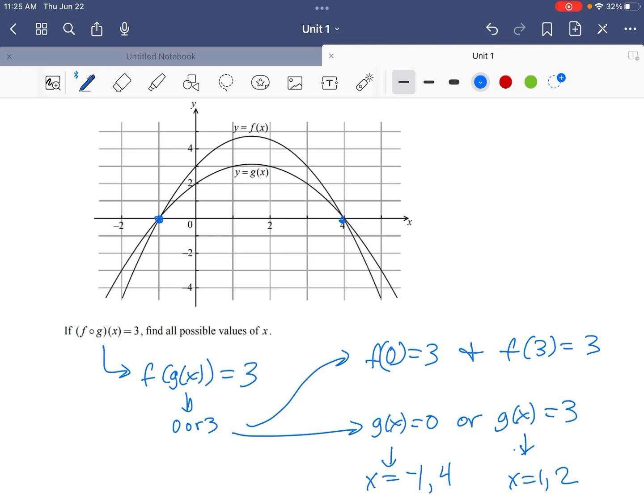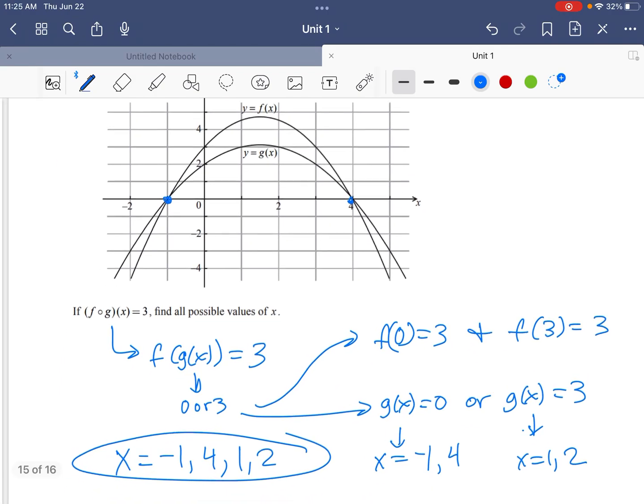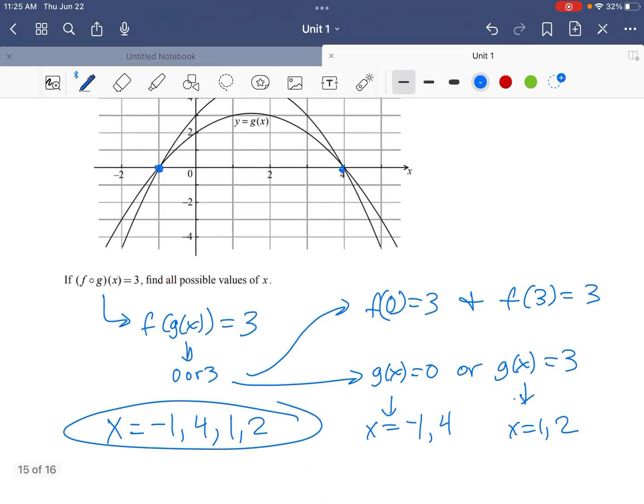So my answer is 4 things. X would have to equal -1, 4, 1, or 2. And that would produce the thing that I want to happen. So a little bit tough, but you just have to decipher what you're being given. All right, bye-bye.